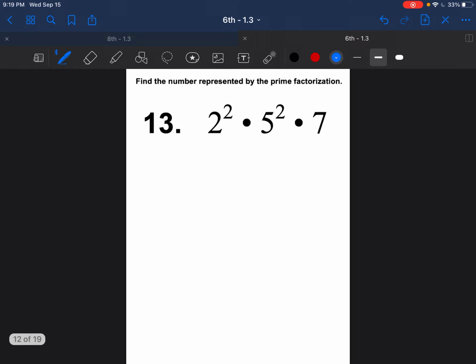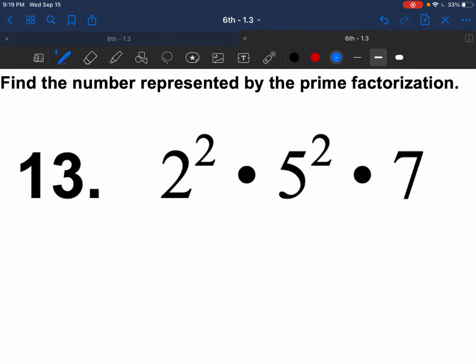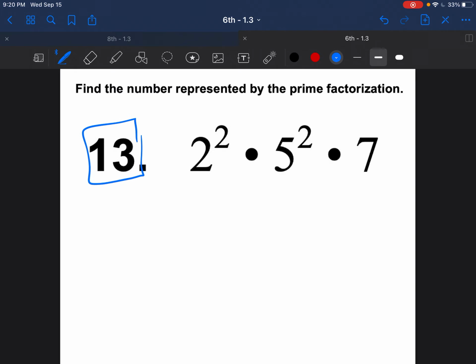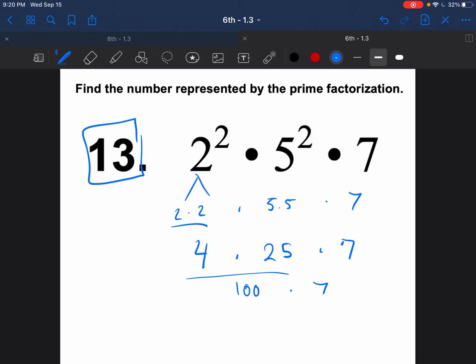Let's try another one. Number 13. It's not the 13th question we did, it's just number 13. Alright, so now we have to put this back into a real number. So all that means is we got to solve. Again, this is 2 times 2 times 5 times 5 times 7. Well, let's do this. What's 2 times 2? That's 4. What's 5 times 5? That's 25. So now we just got to show our work. What's 4 times 25? That's going to give you 100, right? And then what is 100 times 7? That's going to give you 700.